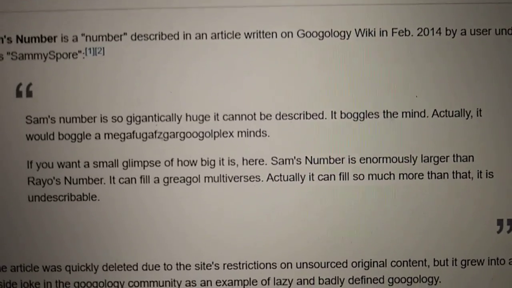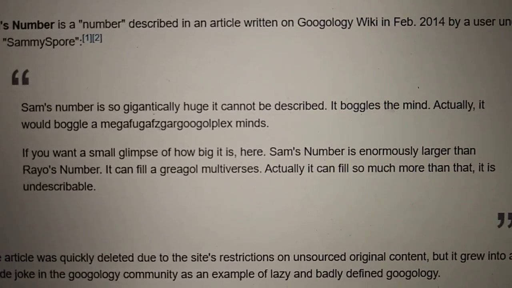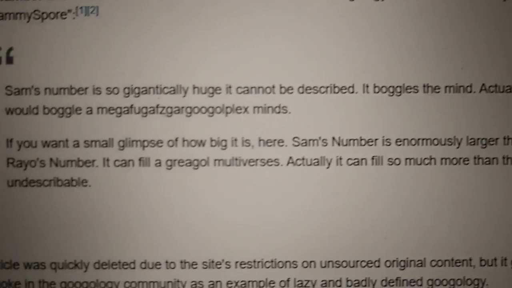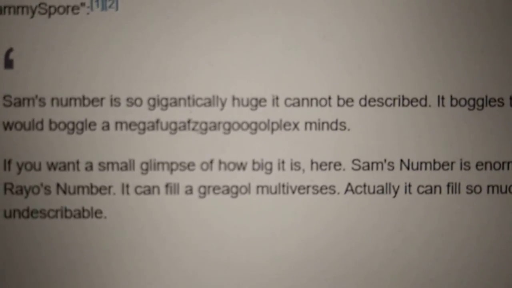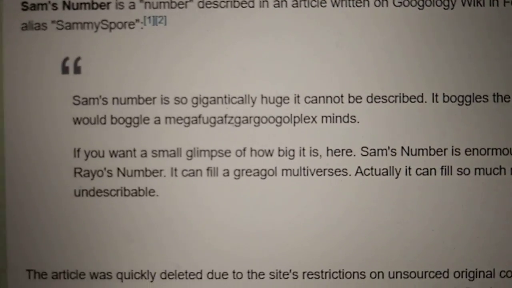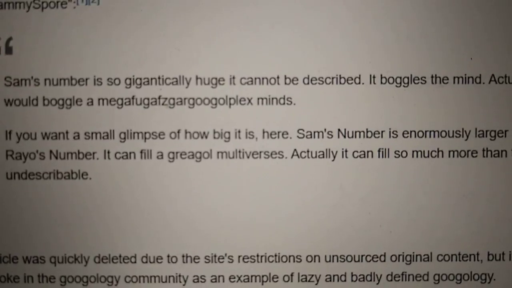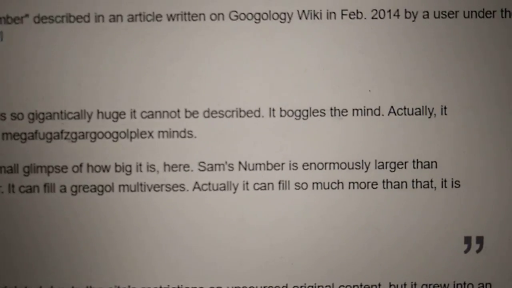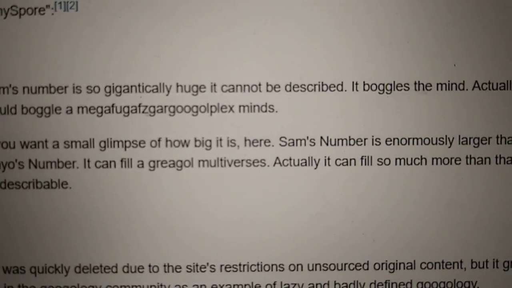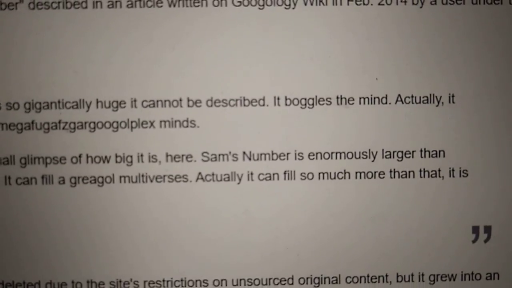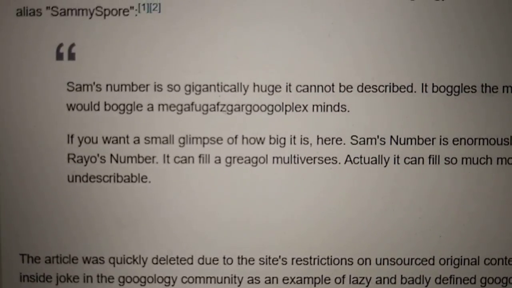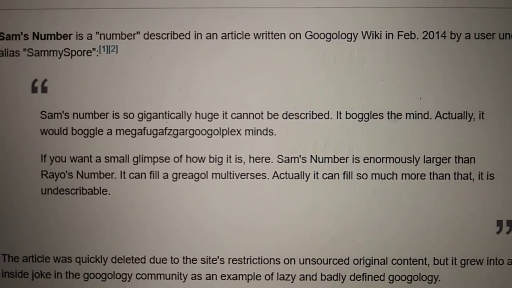Basically, the definition is that Sam's number is so gigantically huge it cannot be described. It boggles the mind. Actually, it would boggle this number of minds. I'm not even trying to pronounce this. And there's one more statement. If you want a small glimpse of how big it is: Sam's number is so enormously larger than Rayo's number, you can fill a Googol universes, multiverses. Actually, it can fill so much more than that. It is undescribable. So this is the only definition of it.